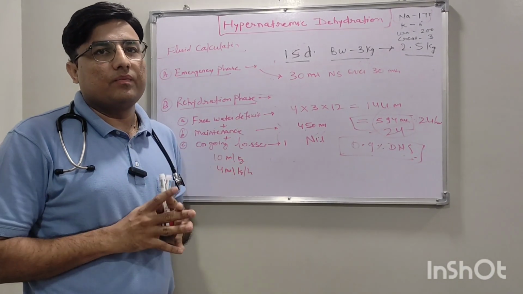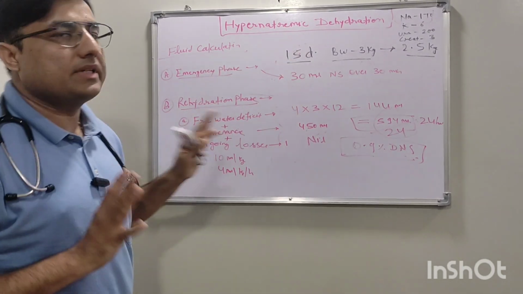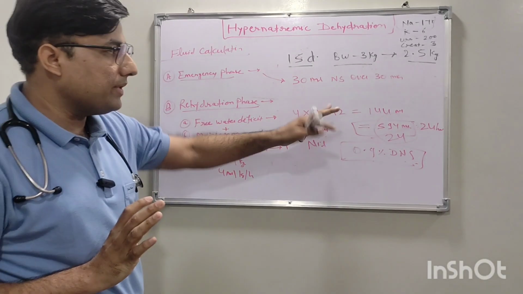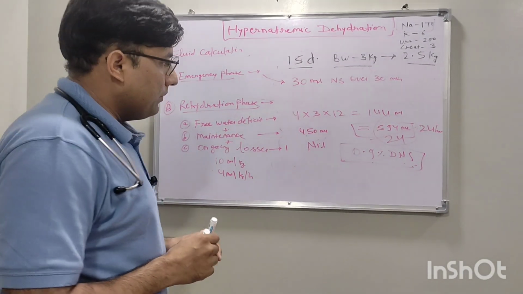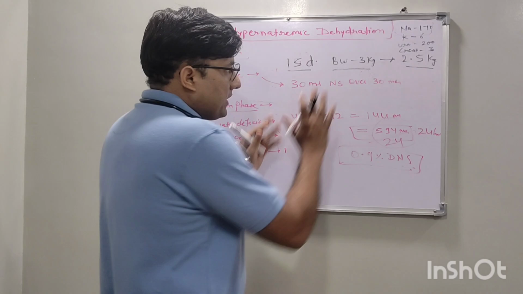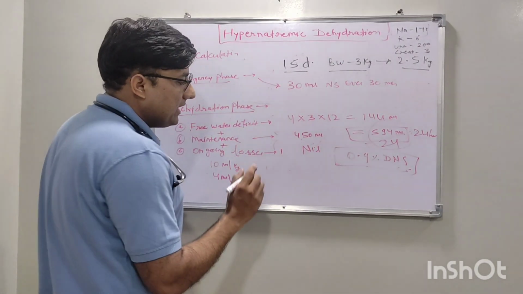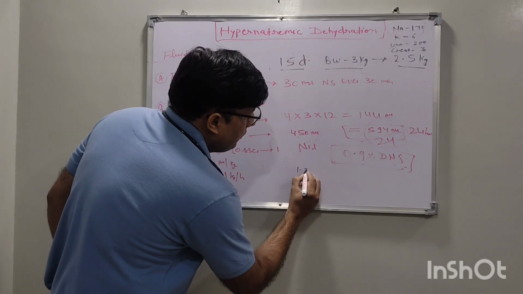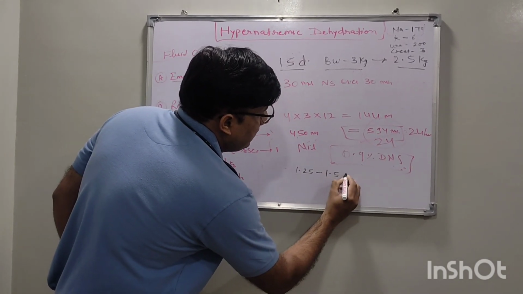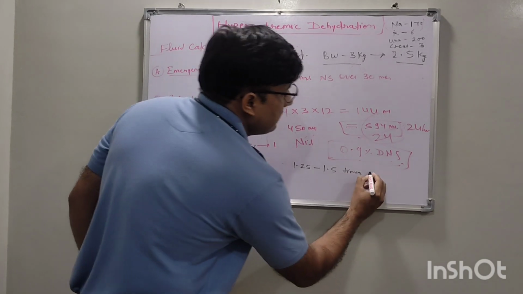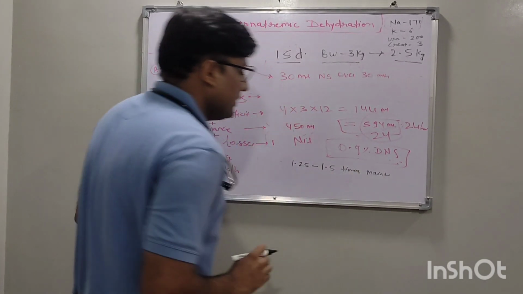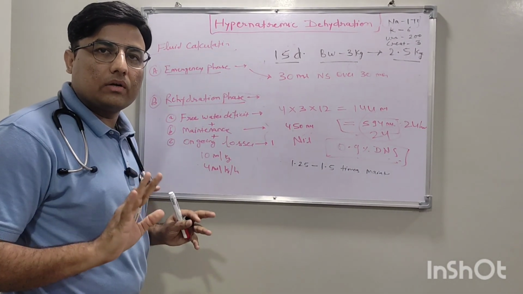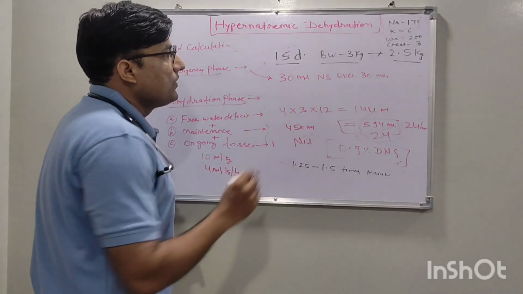Now coming to the trick. For those who don't want to do this much calculation, a simple short trick is there. Any baby coming with hypernatremic dehydration, how much fluid can we directly calculate? It's 1.25 to 1.5 times maintenance. We can start directly with 1.5 times maintenance over 24 hours. Like in this example we can see.